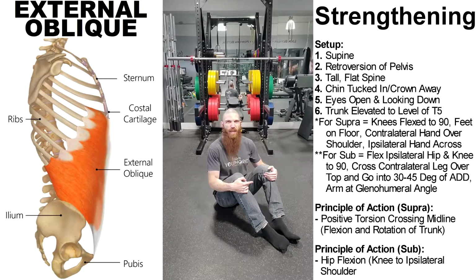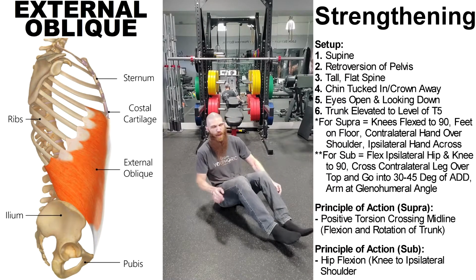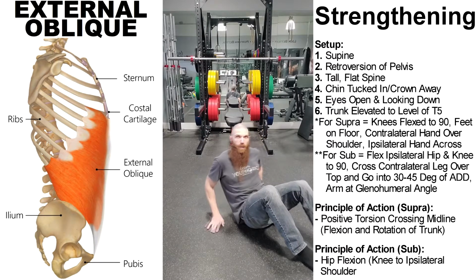Today I'm going to be taking you through some strengthening exercises for the external oblique muscle. I'm going to be taking you through 2 different variations, each of which are going to be in a supine position, meaning you're going to be laying down on your back. This first one's going to be for the supraumbilical fibers, so your upper abdominals.